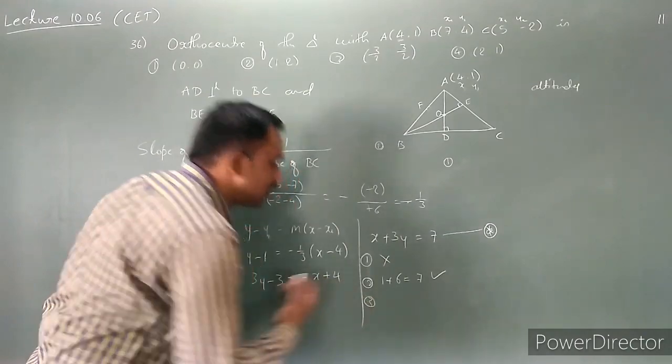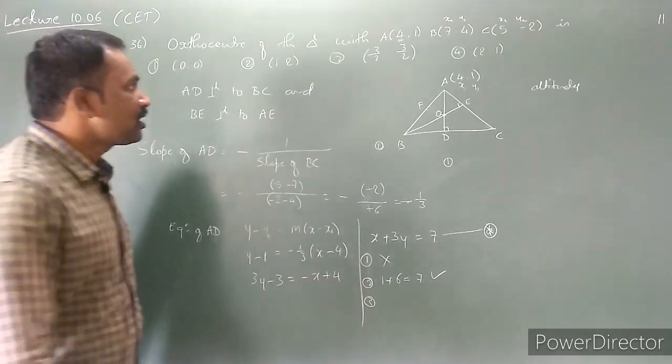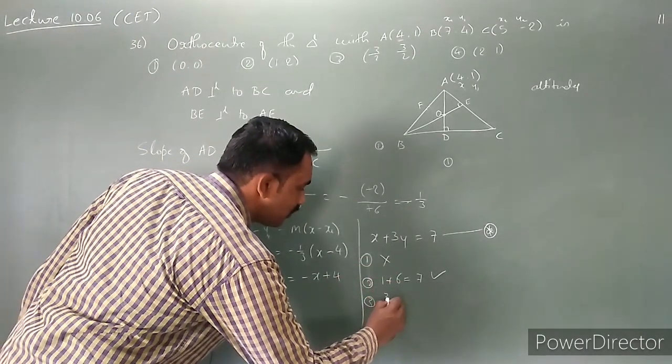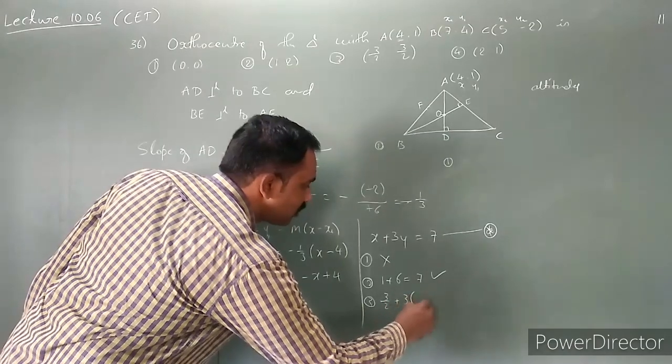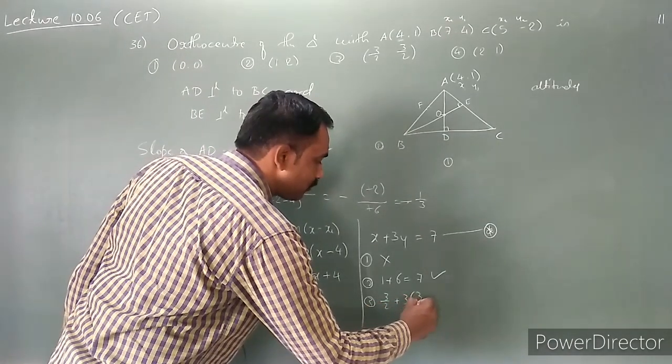What is the next one? The third one. The third one is 3 by 2, 3 by 2. The x value is 3 by 2 plus 3 into the y value, which is also 3 by 2.